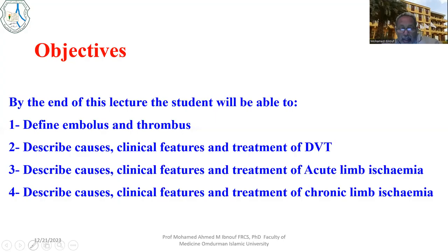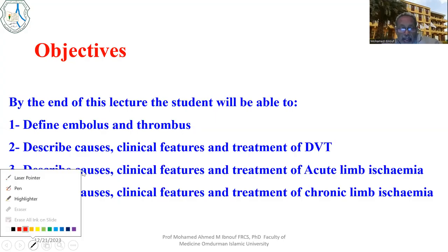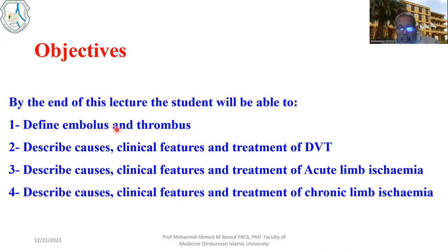The objectives of this lecture are that, by the end of this lecture, the student will be able to define embolus and thrombus, describe the causes and clinical features of DVT and the treatment of deep venous thrombosis, and describe the causes and clinical features of acute and chronic limb ischemia, and the treatment.